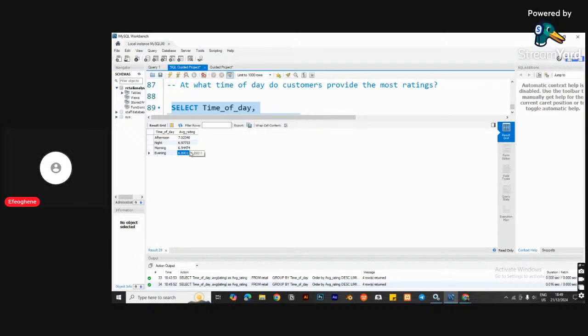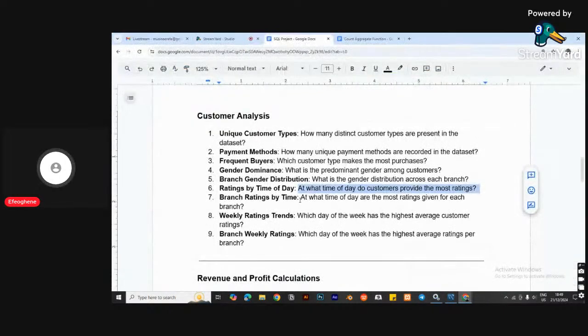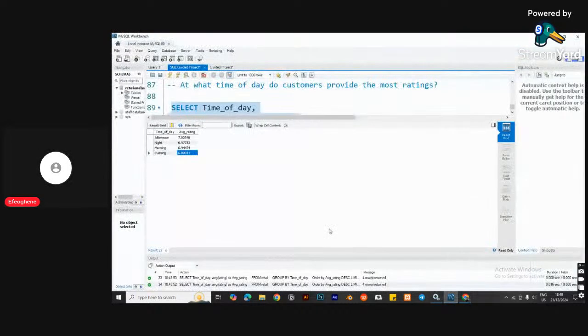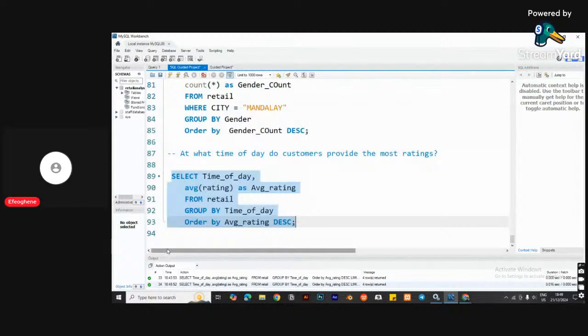All right, so I think that's well explained. So let's just check at what time of the day are the most ratings given for each branch. Okay, this is the next question, right?